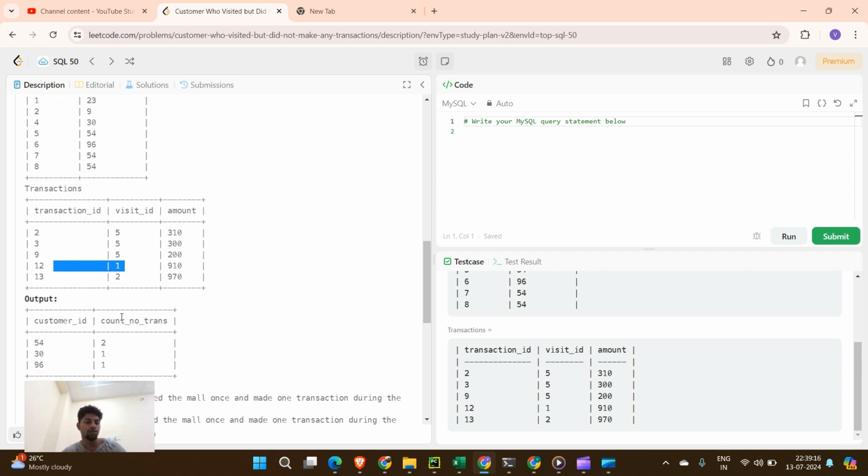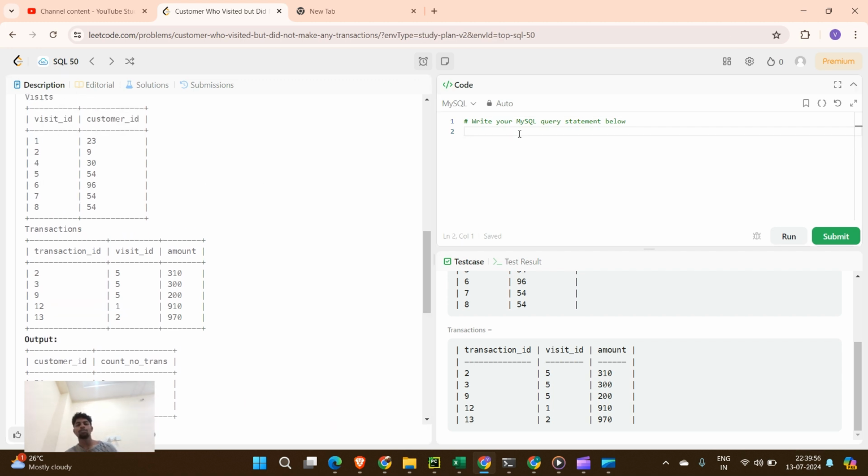Customer 9 has visit ID 2, and 2 is here, so it's done. Then 30 has visit ID 4, and 4 is not in the transactions, so 30 is here. Then 54 has 5, and 5 is here. And 96 has 6, and 6 is not here. Then 54 has 7, and 7 is not here, and 54 has 8, and 8 is not there. So 54 has 2, 30 has 1 and 96 has 1. They are expecting the count, not the IDs.